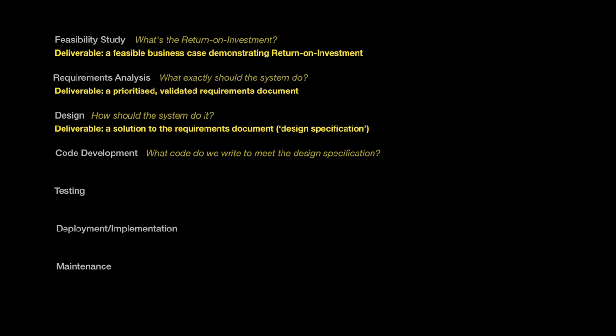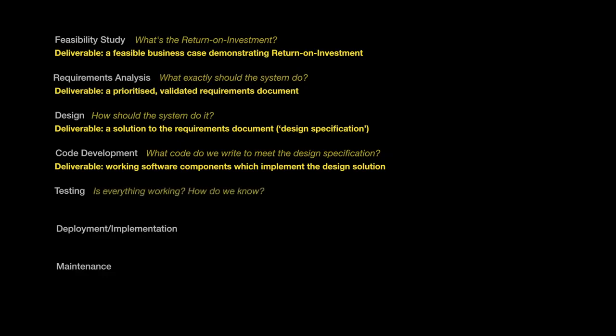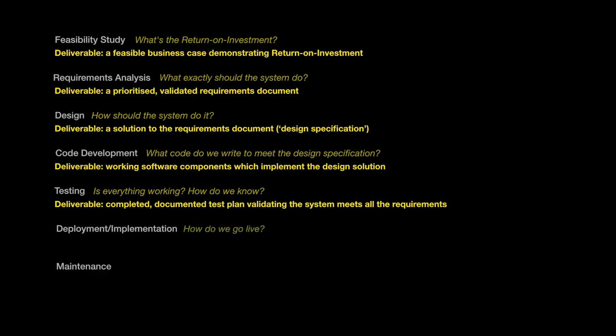What code do we write to meet the design specification? Working software components should implement that design solution. Is everything working, and how do we know? Well, a suite of tests across the functional and non-functional requirements, including acceptance tests, system tests, integration, and unit tests, should tell us this through a completed, documented test plan.